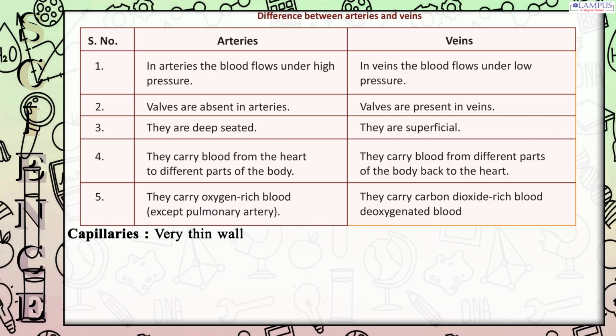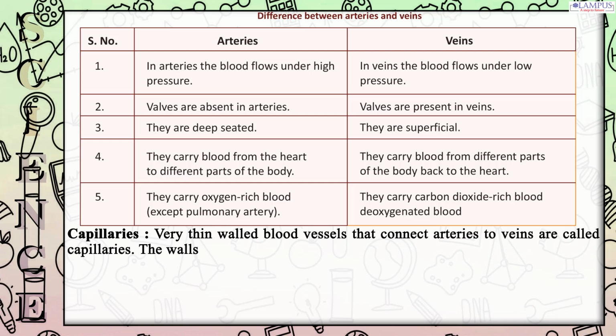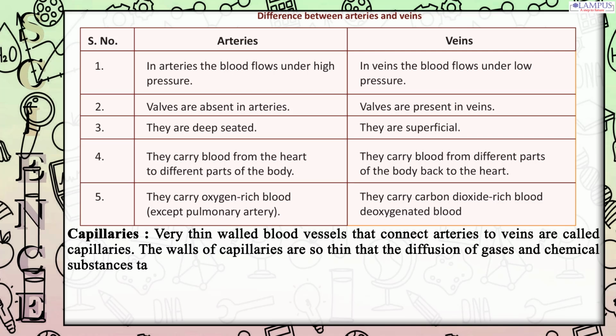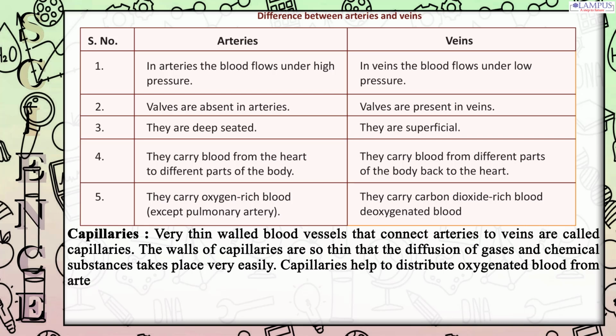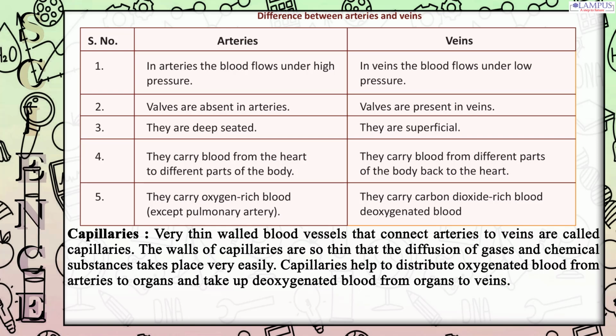Capillaries. Very thin-walled blood vessels that connect arteries to veins are called capillaries. The walls of capillaries are so thin that the diffusion of gases and chemical substances takes place very easily. Capillaries help distribute oxygenated blood from arteries to organs and take up deoxygenated blood from organs to veins.